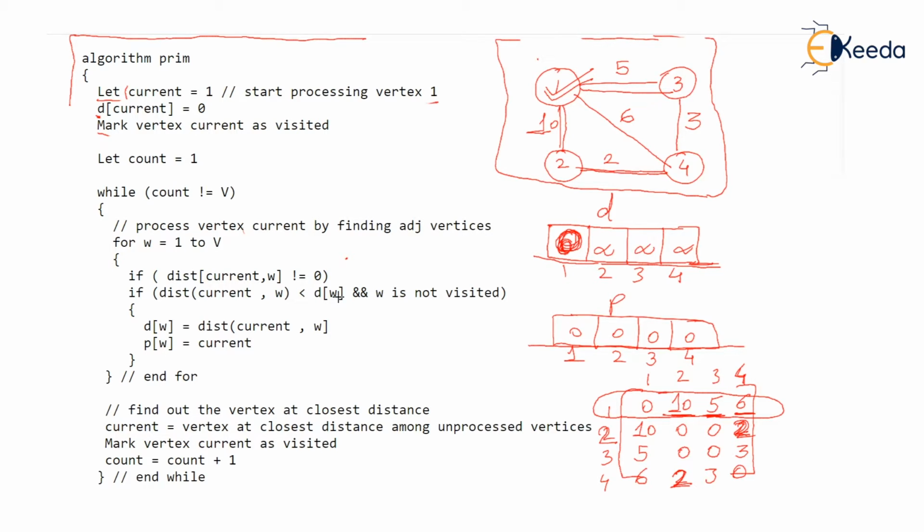Isn't it? But what do you mean by going through the entire row? Going through the entire row means going through first column, second column, then third column, then fourth column, isn't it? That means you need a for loop. So that's why we have written here in the algorithm for W = 1 to V. Just check, W here is going to be the column number.